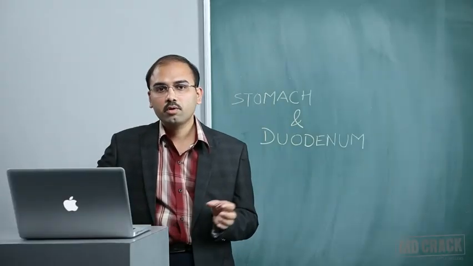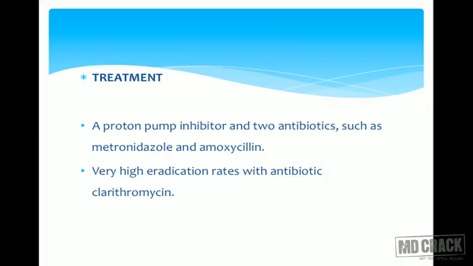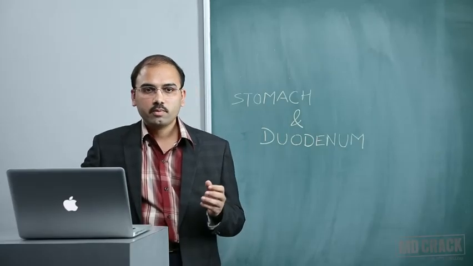What treatment do we have for H. pylori? A proton pump inhibitor along with 2 antibiotics, which we call a regimen for H. pylori infection, can be given to the patient for 14 days. Metronidazole and amoxicillin may form a part of the antibiotic therapy. If you add clarithromycin to it, the clearance rate may reach as high as 90% and the relapse or recurrence rate is reduced.